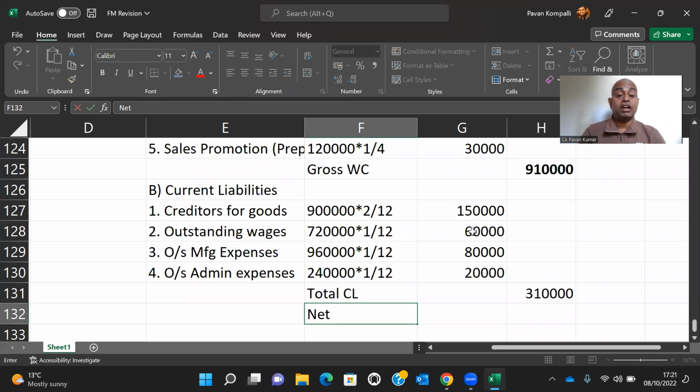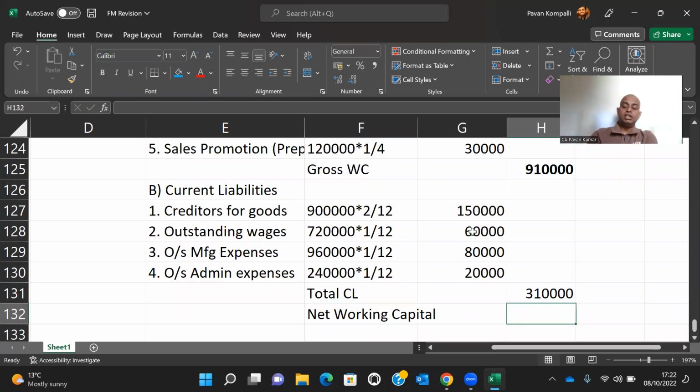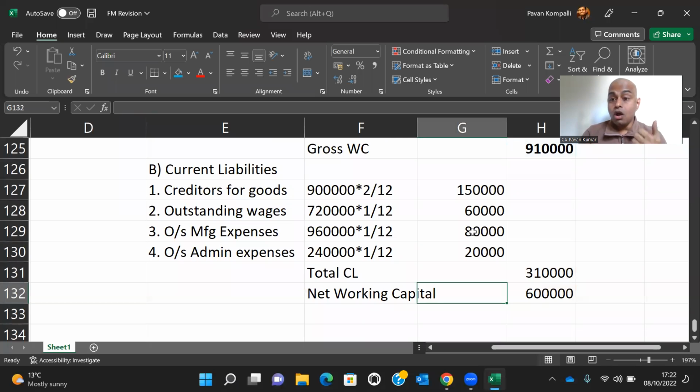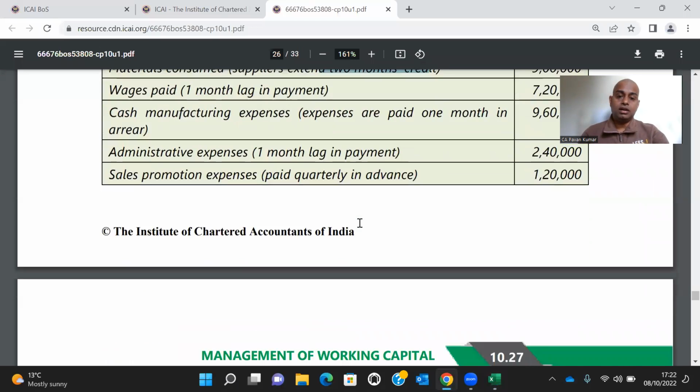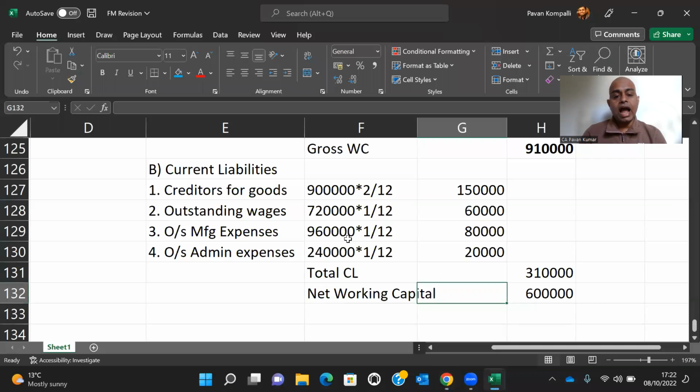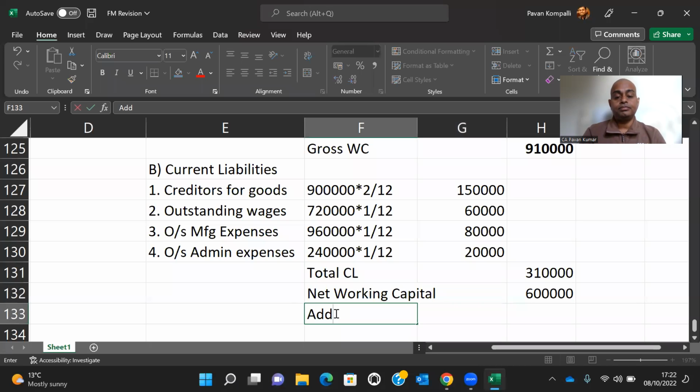Now tell me net working capital, how much? Net working capital: 9 lakh 10,000 minus 3 lakhs 10,000. 6 lakhs. Do you think the problem is over? No. The problem is not over because they asked you to maintain margin of safety. So add margin of safety.